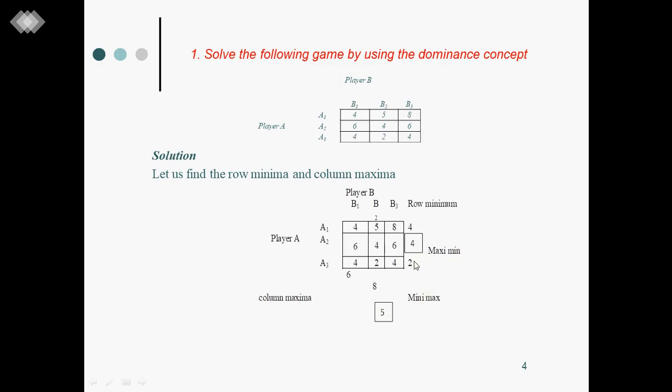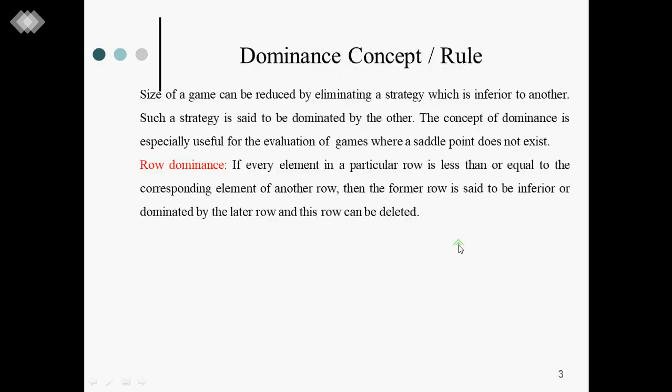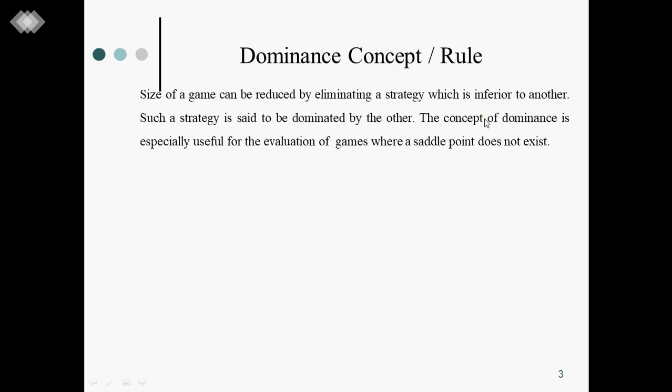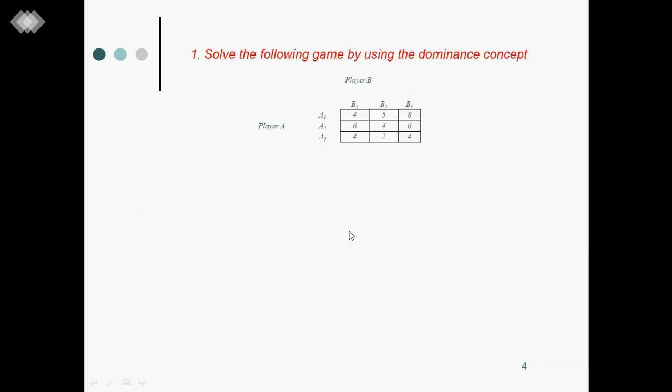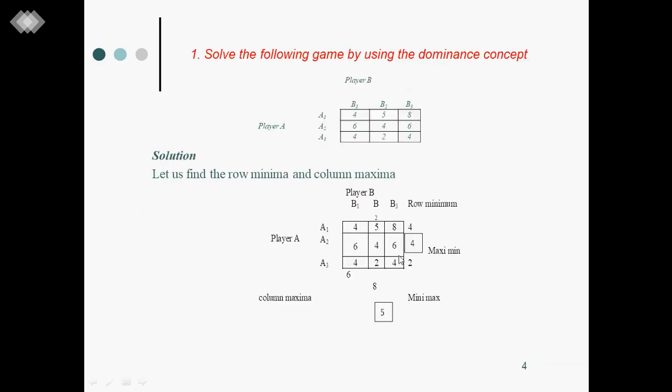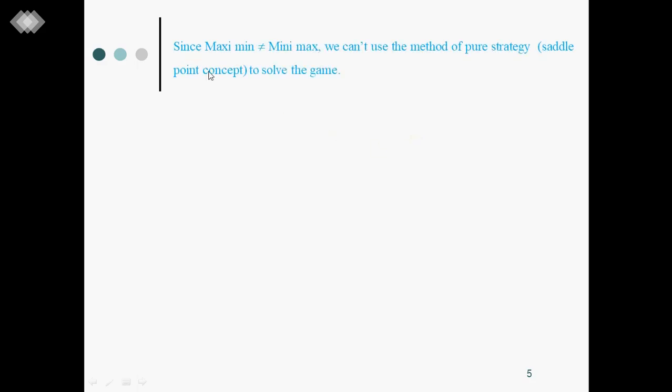So in the beginning itself I told you the dominance concept is useful here. The concept of dominance is especially useful for the evaluation of games where a saddle point does not exist. Now there is no saddle point, so you have to use dominance. What is this dominance? A higher order game can be reduced to a lower order game. Let us see that now. First, row dominance. Since maximin is not equal to minimax, we can't use the method of pure strategy, that is saddle point, to solve the game.